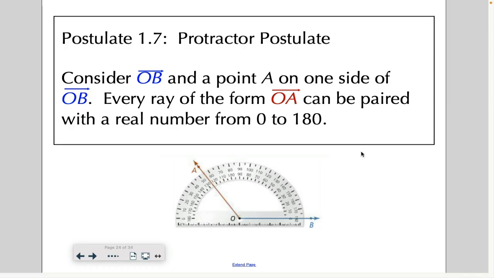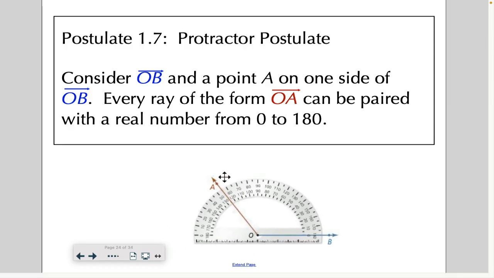This isn't so much anything you need to know, okay, but it is something in the book. Consider OB, which is a ray, and a point A on one side. Every ray of the form OA can be paired with a real number from 0 to 180. So what they're telling you is, if I have a protractor laid flat here, any ray I draw can be paired with any number from 0 to 180.